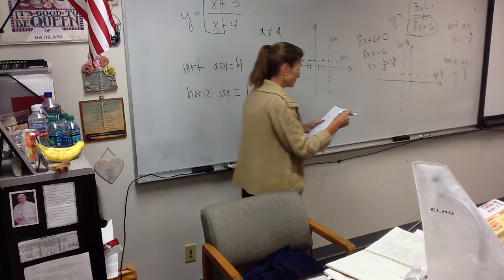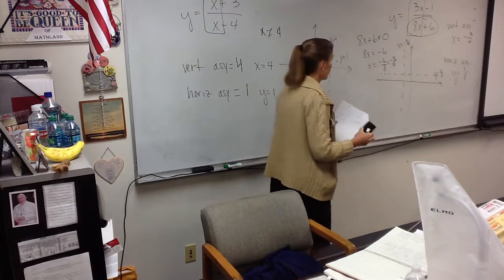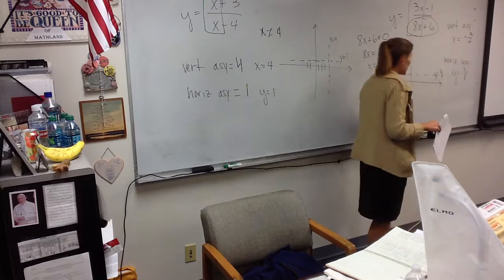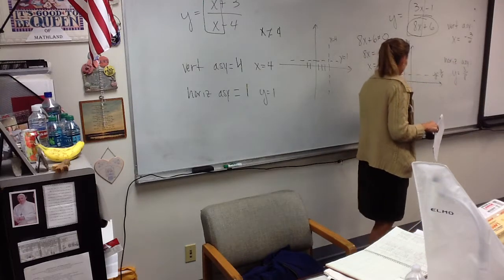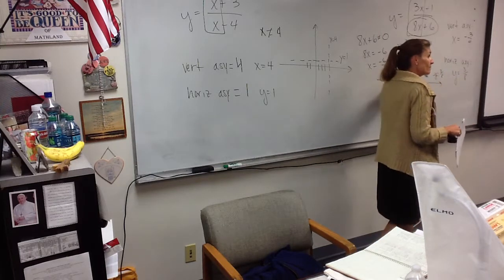You're doing it one more left. Miss Ford, how did you graph that? My vertical was at -3/4. So here's -3/4. And my horizontal was at 3/8. Okay?